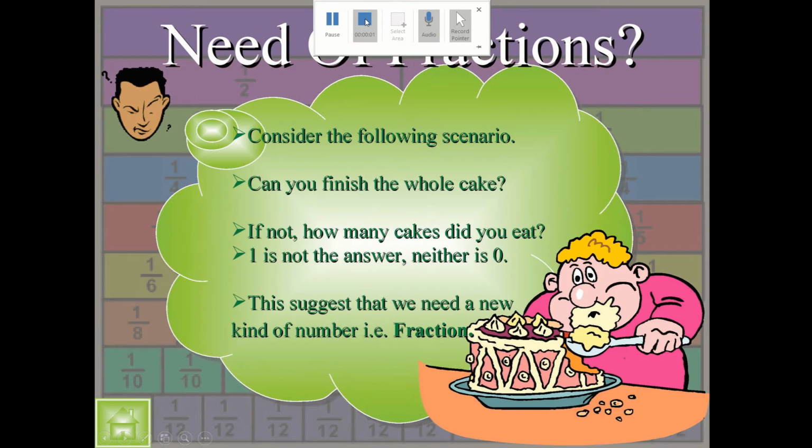Need of fractions. Consider the following scenario. Can you finish the whole cake? If not, how much cake did you eat? 1 is not the answer, neither 0. This suggests that we need a new kind of number, that is fraction.